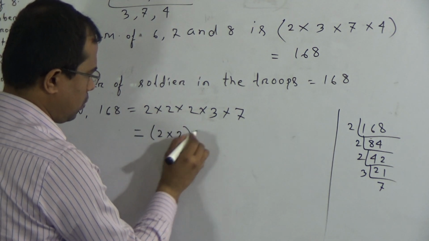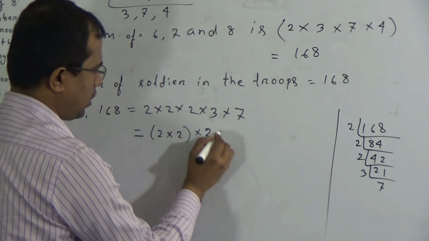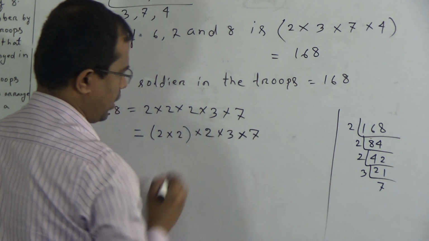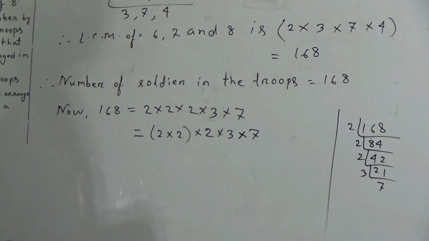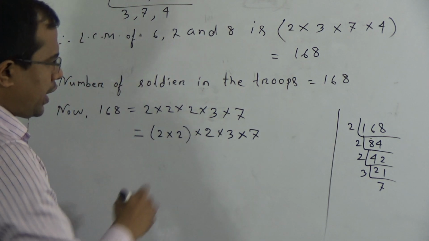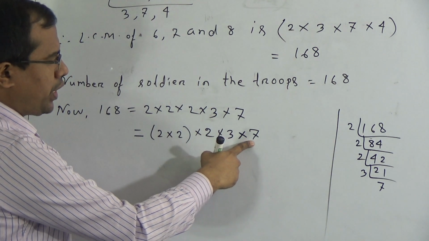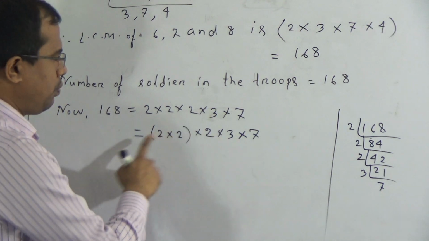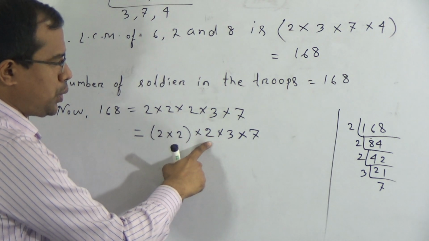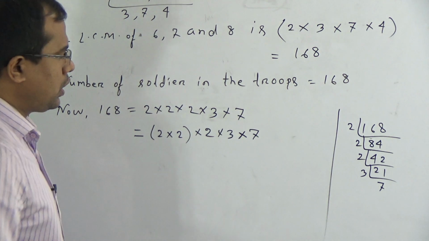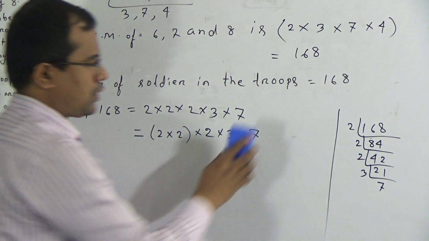2 multiplication 2, and this 2 has no pair, this 3 has no pair, and this 7 also has no pair. So for making a pair of 2, for making a pair of 3, and for making a pair of 7, we have to multiply this number by 2 multiplication 3 multiplication 7. Then the number will be a perfect square.